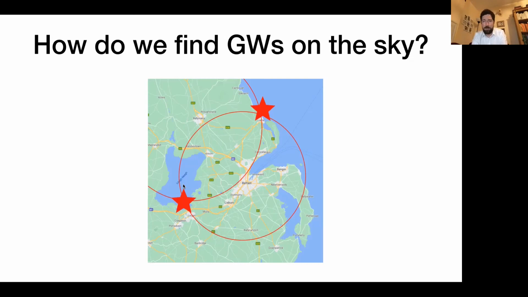Okay, so I think we've got nearly all the ingredients here. We know what a gravitational wave is. We know how to find them. We know how to localize them on the sky. The last thing, which I just want to touch on briefly, since it probably is relevant to the rest of the story, is what actually makes gravitational waves.